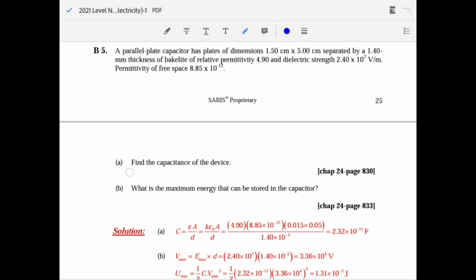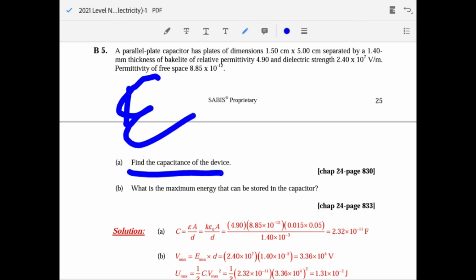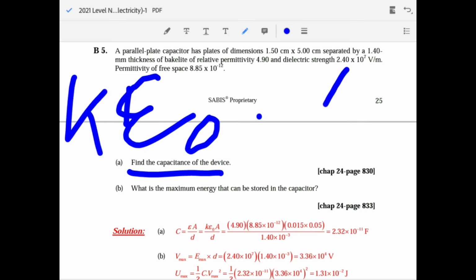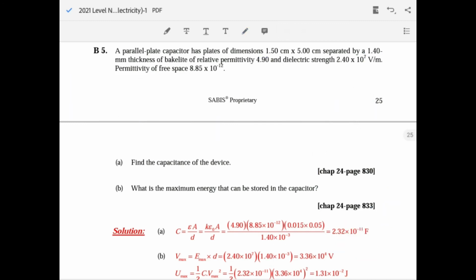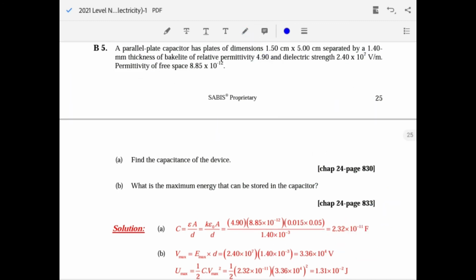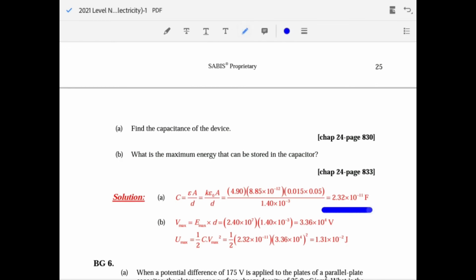So find the capacitance of the device. Again, you use epsilon node, and since it's a resistor, K times area over length. Now the area, they gave you this, so just change the centimeter to meter, you multiply, so it's a square or rectangle, so you multiply those two to get the area in meter squared. 1.4 times 10 power minus 3, and K is 4.9 and 8.85. You substitute it in and you get that.